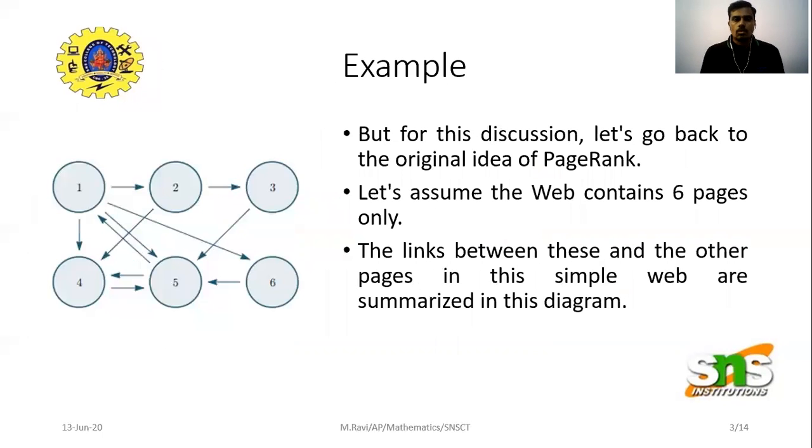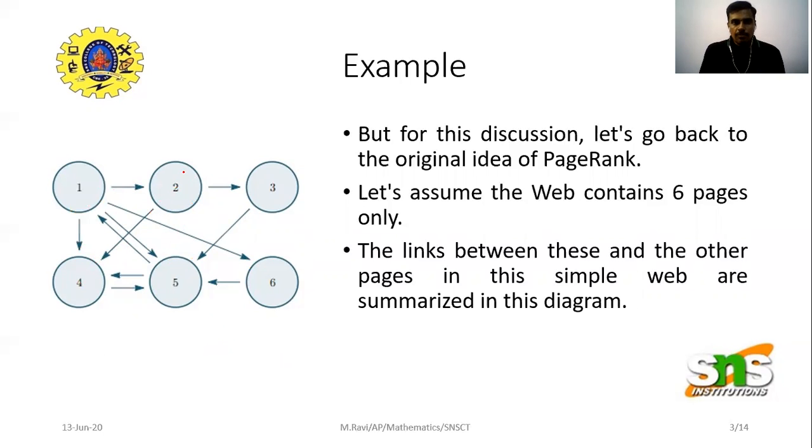Just for our discussion, consider that we have 6 web pages relating to a specific content: page 1, page 2, page 3, page 4, page 5, page 6. What does this arrow imply? The author of page 1 thinks they have some relevant content in page 2, page 6, page 5, and page 4. So page 1 is linked with page 2, page 4, page 5, and page 6.